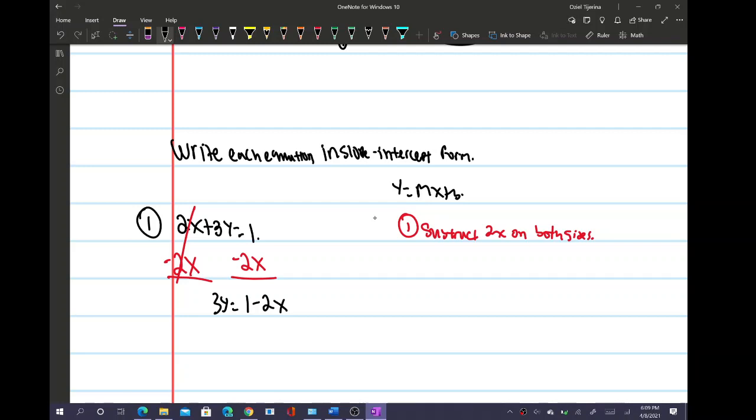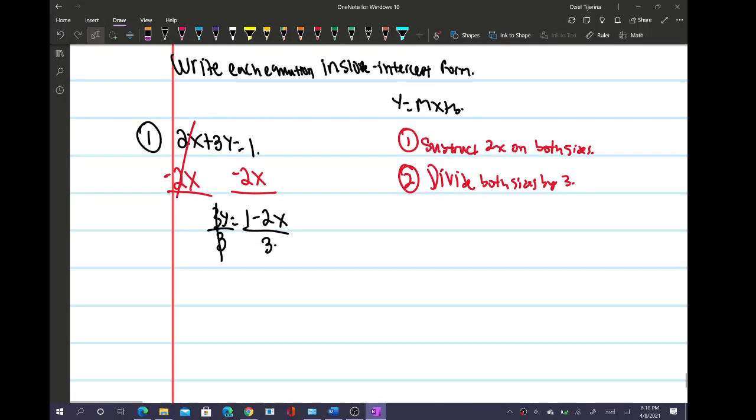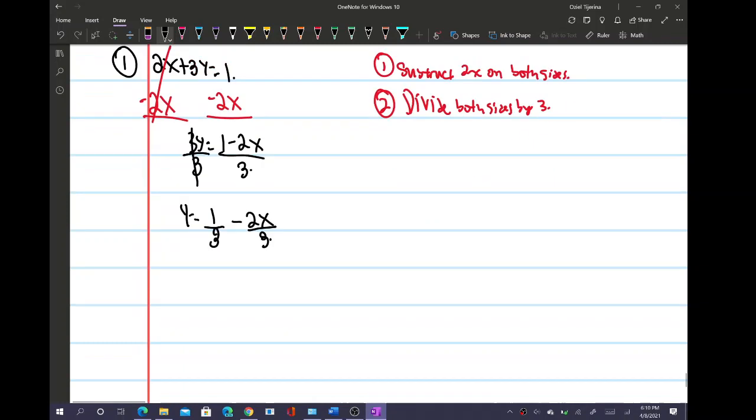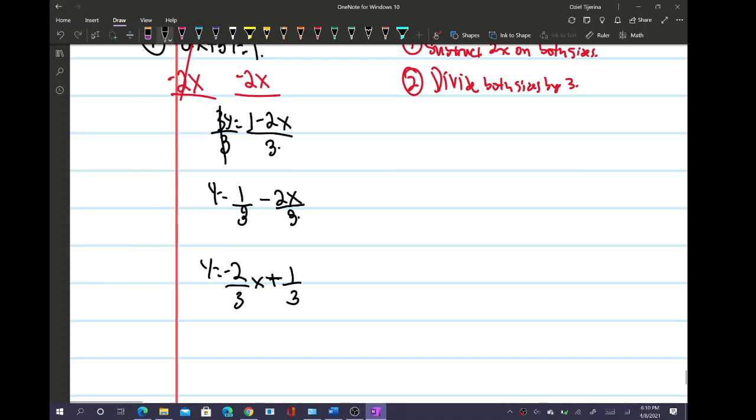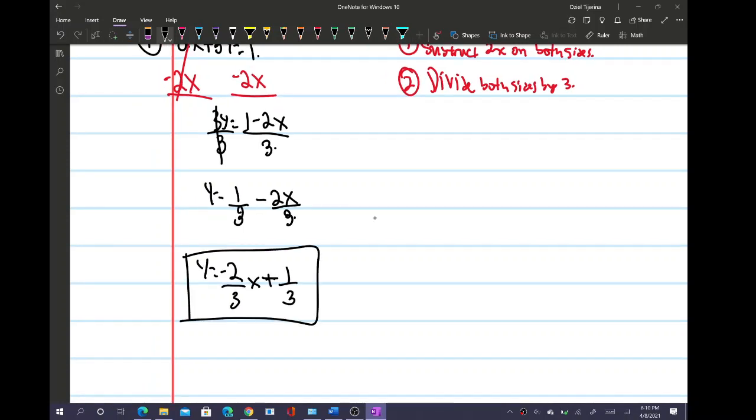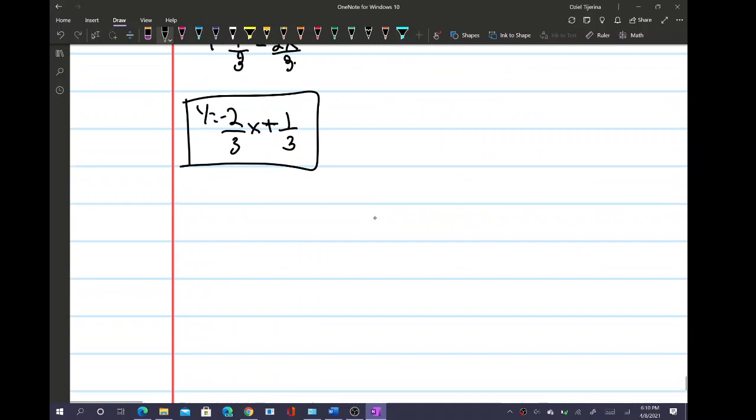And then number 2, divide both sides by 3. So then you have y equals 1/3 minus 2x over 3. So then you have y equals negative 2/3 x plus 1/3, excuse me. So this would be your answer, right?